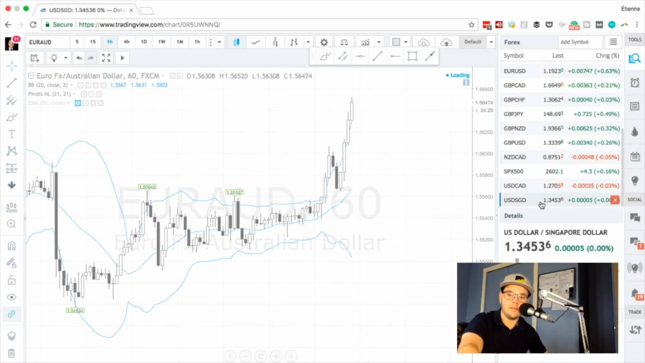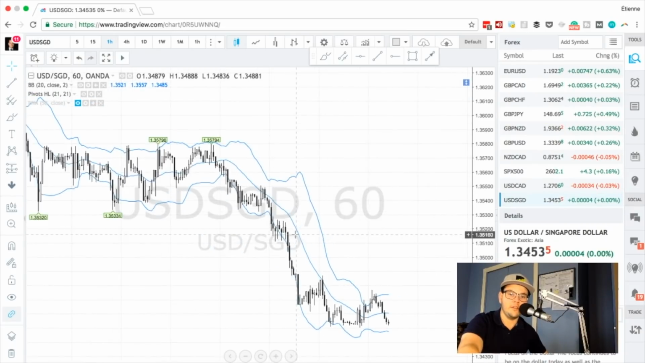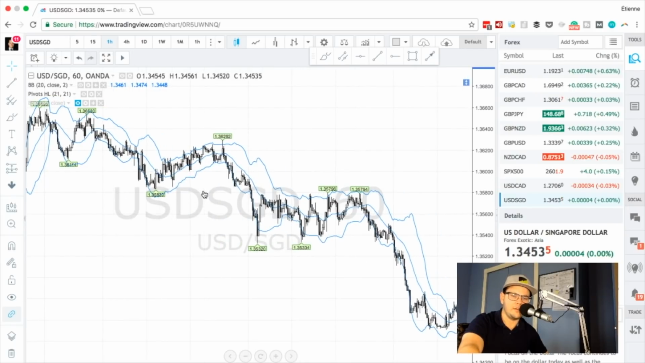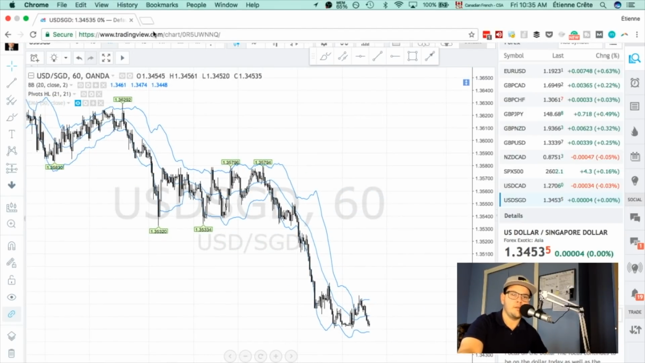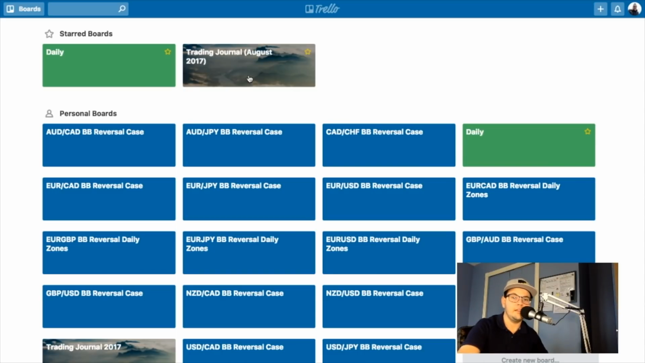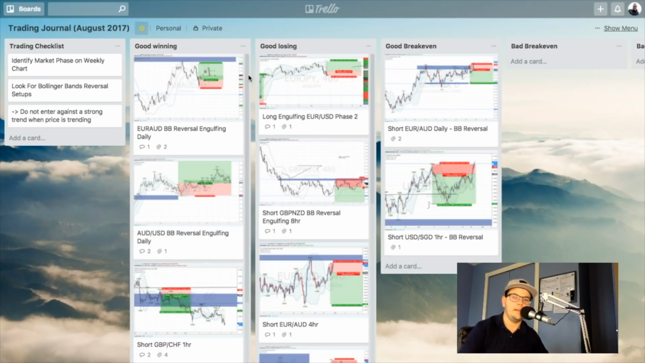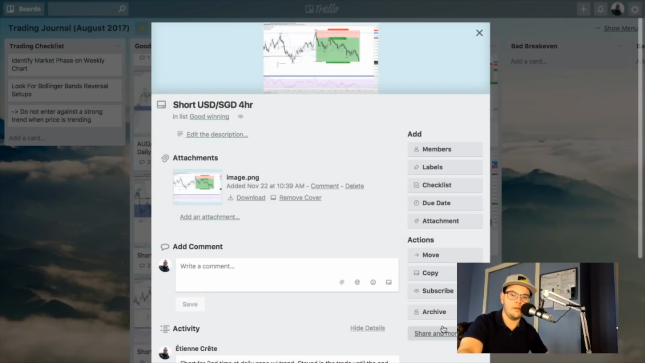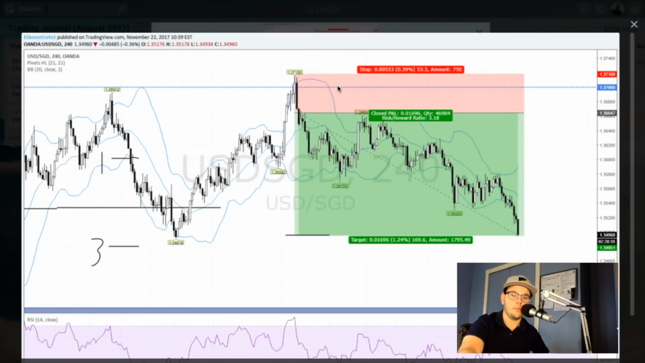The other trade was on USD SGD. I did remove the drawing here, so let me go into the Trading Journal. I think that's going to be easier. Right now we are inside the Trading Journal, and I took a picture of that setup here, right there. So it might be easier to show you guys the trade in the Trading Journal. That was the setup right here.